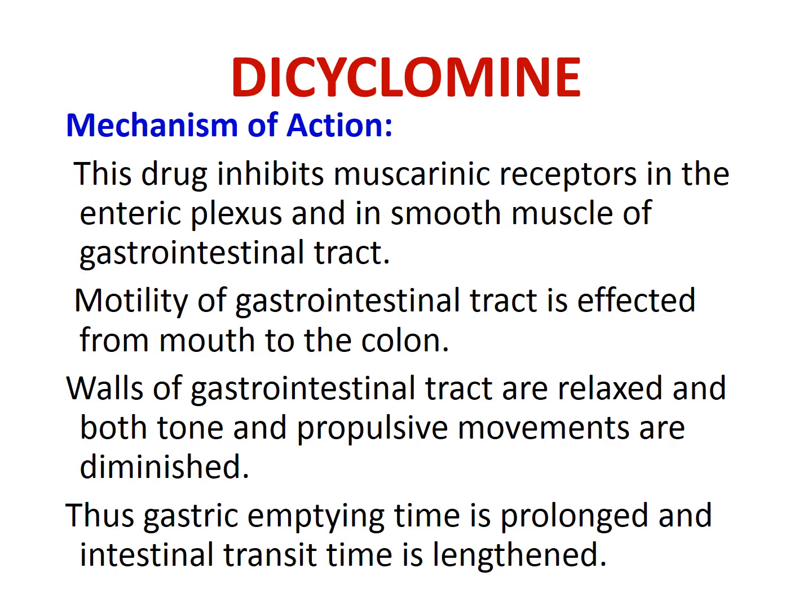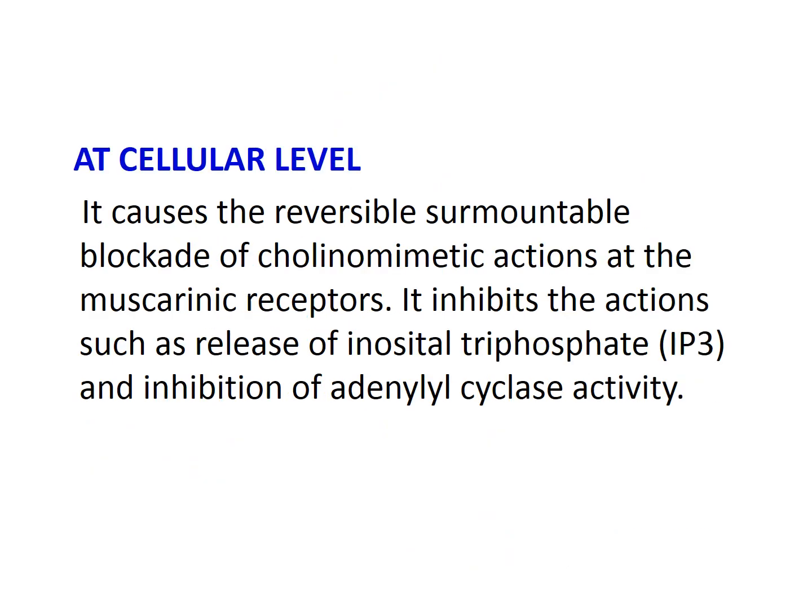Dicyclomine, which is an anticholinergic drug, inhibits muscarinic receptors in the enteric plexus and in smooth muscles of the gastrointestinal tract. Motility of the GIT is affected from mouth to colon. Walls of the GIT are relaxed and both tone and propulsive movements are diminished. Thus, gastric emptying time is prolonged and intestinal transit time is lengthened. At the cellular level, it causes the reversible surmountable blockade of cholinomimetic actions at the muscarinic receptors. It inhibits actions such as release of IP3 and inhibition of adenylyl cyclase activity.